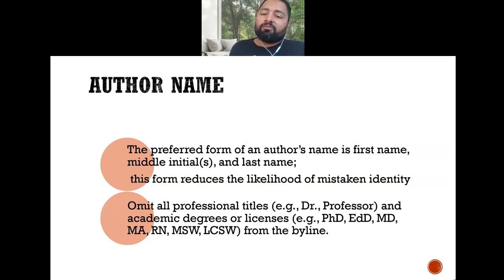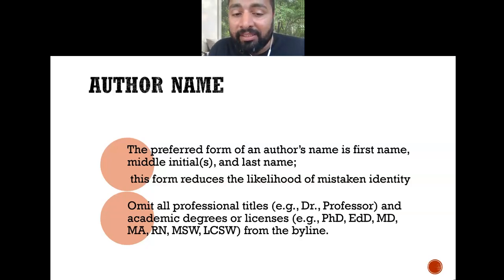So the preferred form of an author's name is first name, middle name, and last name. This form reduces the likelihood of mistaken identity. Some authors always use doctor, professor, PhD, etc. along with the name. That should be avoided. That will affect the search engine optimization.